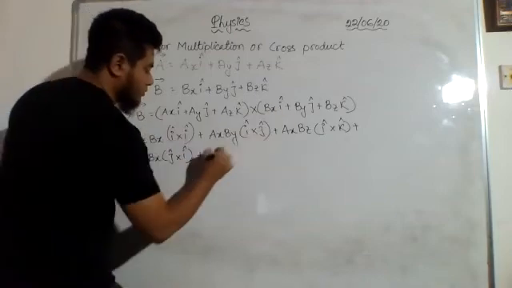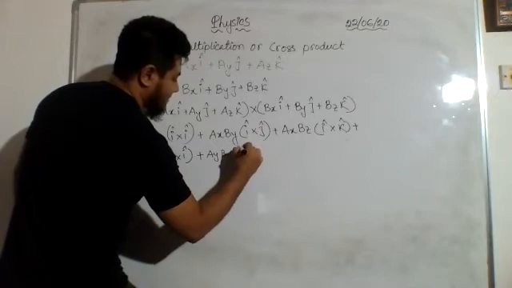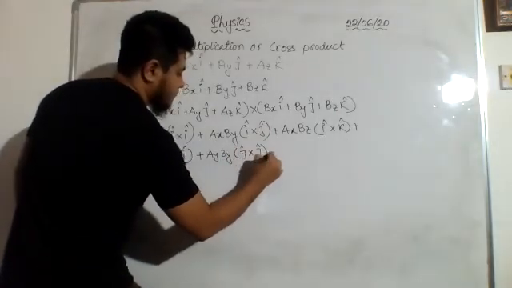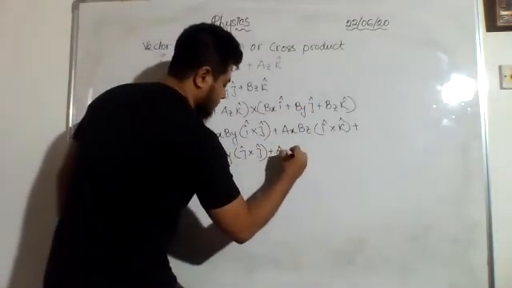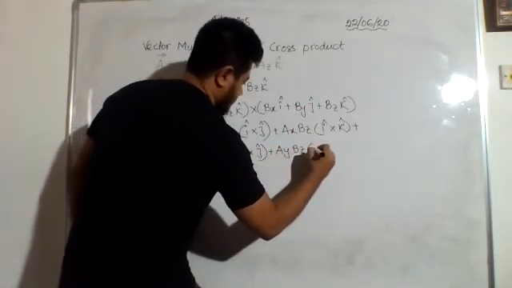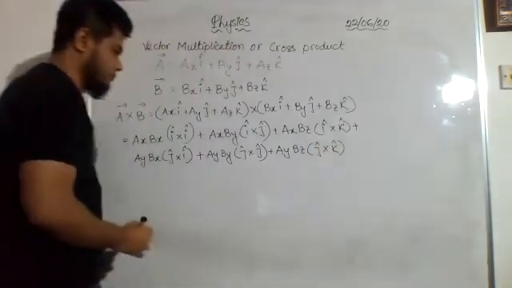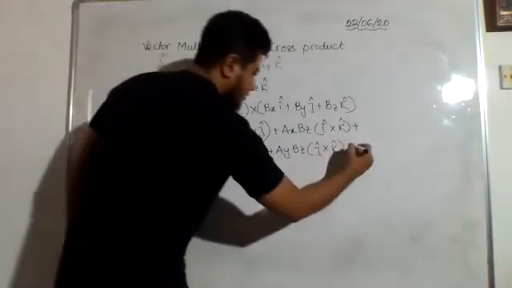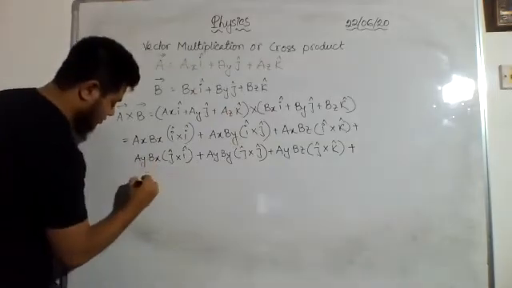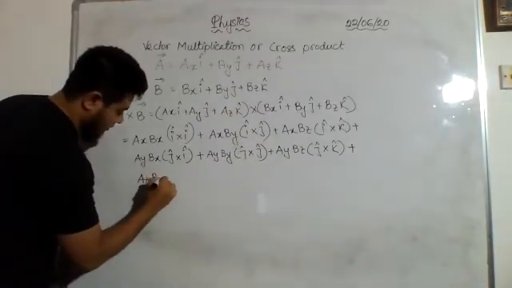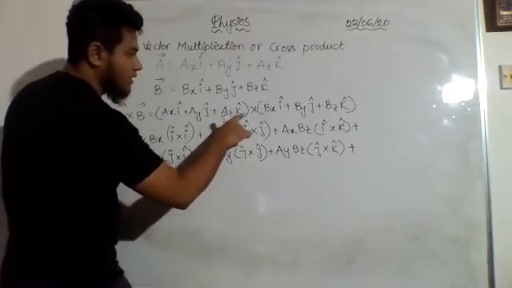Plus ay into by, j cross j, then ay into bz, j cross k. And then the final az into all three of them. So az into bx, az is k, and bx is i.